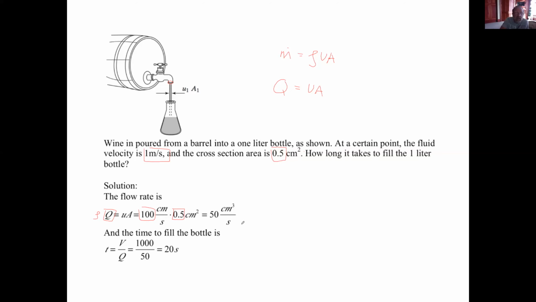How long will it take to fill the bottle? We have the flow rate, which is 50 cc per second, which we just calculated. The volume of the pitcher is 1 liter, 1000 cc. Divide by 50, it takes 20 seconds to fill it up. Okay, this was just to explain the terms.